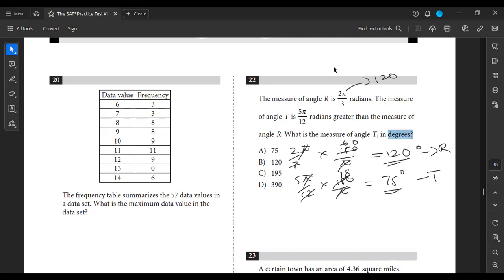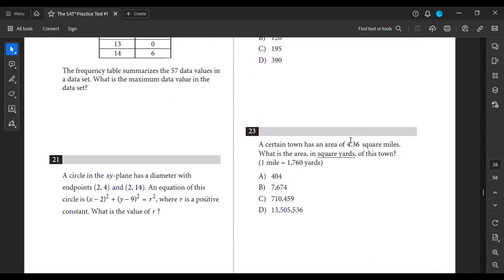It says the angle T is 75. Let me erase that. That's not true what I just said. The angle T is 75 degrees more than R. So we just need to add 120 plus 75. Let me do that rightly. 0 plus 5 is 5. 7 plus 2 is 9, and then we'll have 1, which is C. Is that okay? Yes, sir. All right. So there's so many ways to solve this.